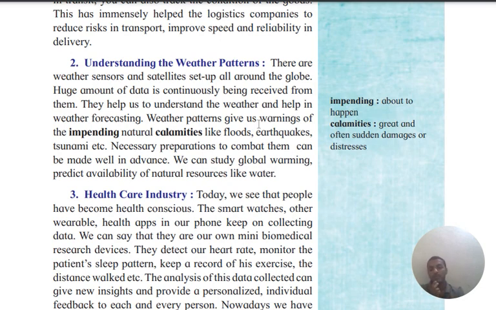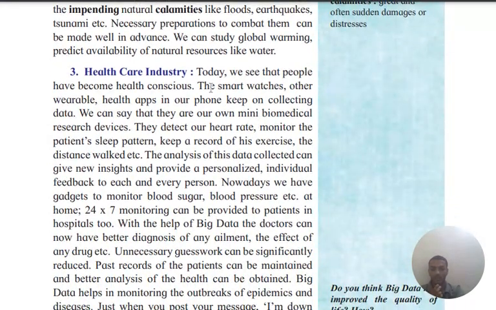Now the third one is our healthcare industry. Don't ask me what I mean by healthcare. Healthcare is an industry that is very important for each and every country. Today we see that people have become health conscious. Most of the people are health conscious, which is why they are doing yoga, meditation, and many more.